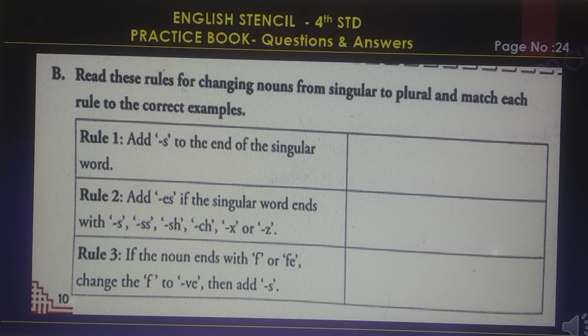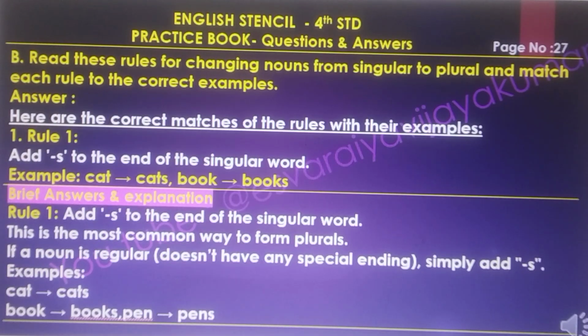Read the following rules for changing nouns from singular to plural, and match each rule to the correct examples. Here are the questions and here is the answer. Rule 1: add s to the end of the singular word. Example: cat, cats, book, books.